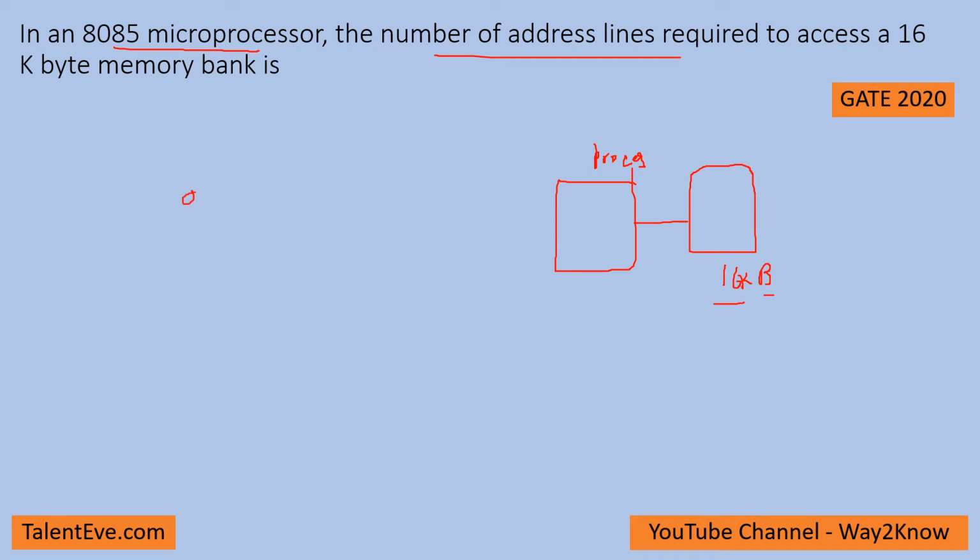So now this is calculated by using 2 power n is equal to N. We have 16K. 16K can be written as 2 power 4 into 2 power n, because 2 power 4 is 16, and K is nothing but 2 power 10, which gives 16K. Okay, that means 2 power 14 is equal to 16K locations. So by getting this, we know that 14 address lines are required.